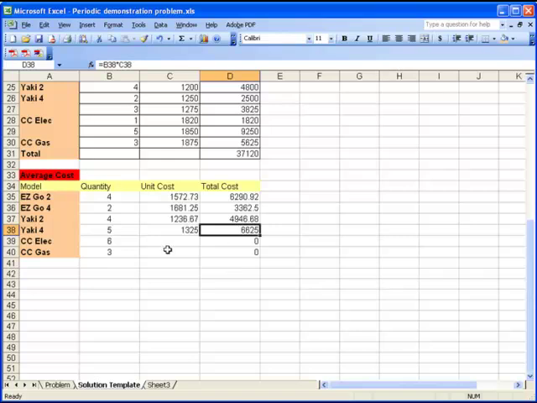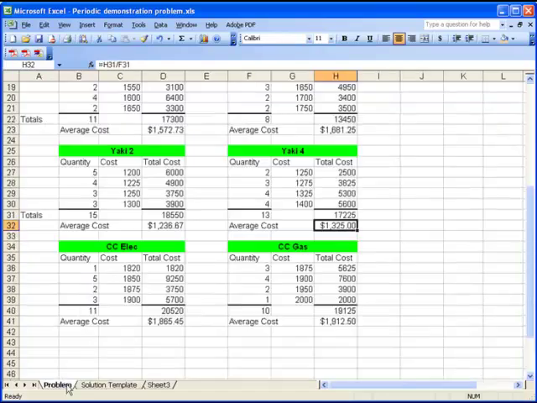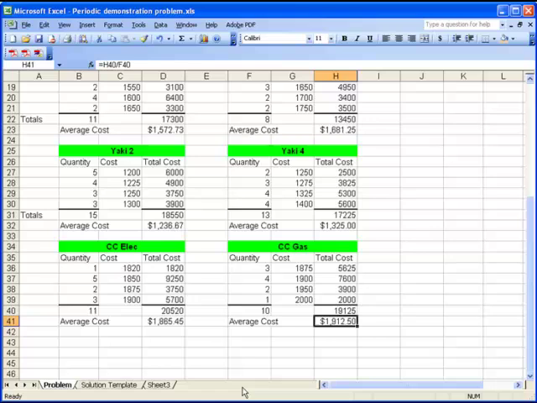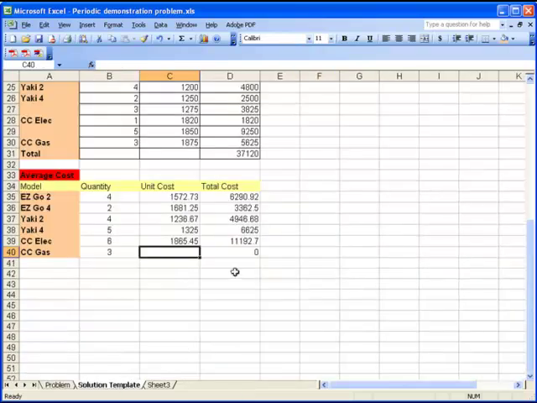I've got 6 CC Electrics left. And if I go calculate my average cost for that, it's $1865.45. My total inventory value for the 6 carts I have then is $11,192.70. And then finally for my CC gas, I've calculated my average cost to be $1912.50. And I transfer that in there. 3 times $1912.50 is $5737.50.